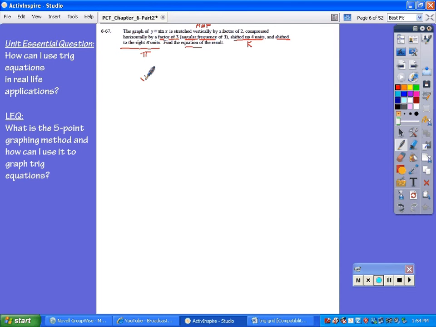So we have y equals a times the sine of b quantity x minus h, plus k. So substituting everything we know, we're going to have y equals 2 times the sine. Our horizontal compression, or our angular frequency, is 3. x minus right pi, so that's minus pi. And up 4, plus 4. Even though the question doesn't ask, let's graph it.